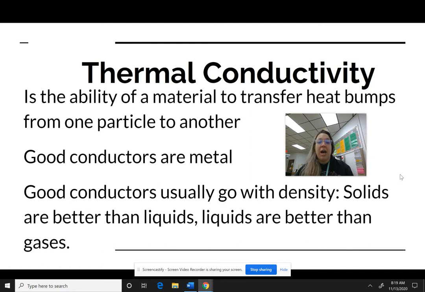Okay? Good conductors, we usually think of a metal. We discussed this in the last unit as well. That's why our pans are all metal, because they conduct heat so well. You don't want to put something in the oven that's going to take forever to heat up. You're never going to eat your lasagna for dinner. So that's why we have to make sure that they're metal so we can eat dinner at a reasonable hour. Otherwise, we'd have to start dinner super early. It would be crazy.